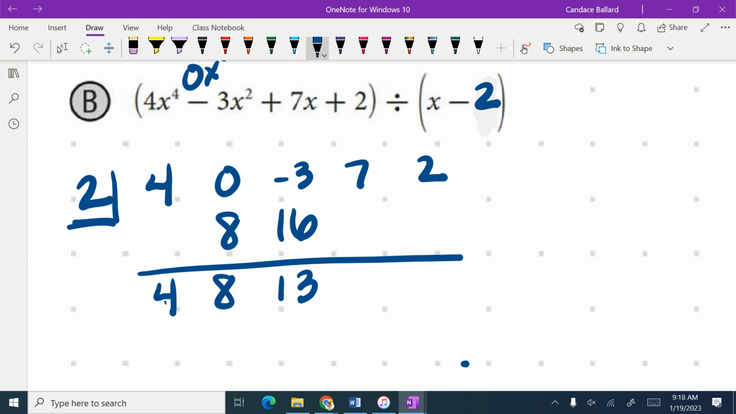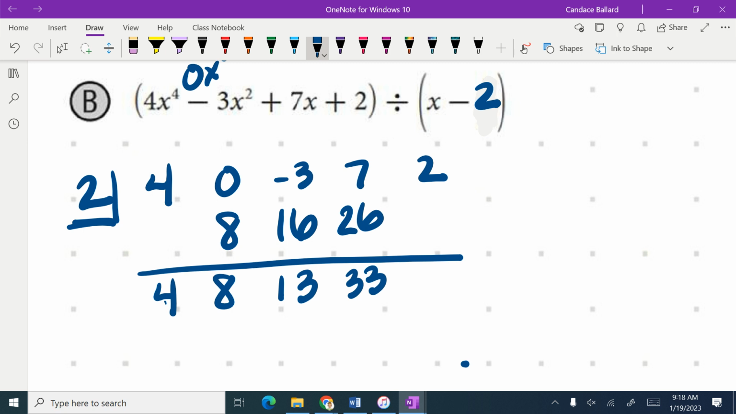It'll still turn out okay. All right. What am I supposed to do with the 2 times 13? Multiply. What do you get? 26. Good. All right, what am I going to do with the column? Add. So 7 plus 26 is?